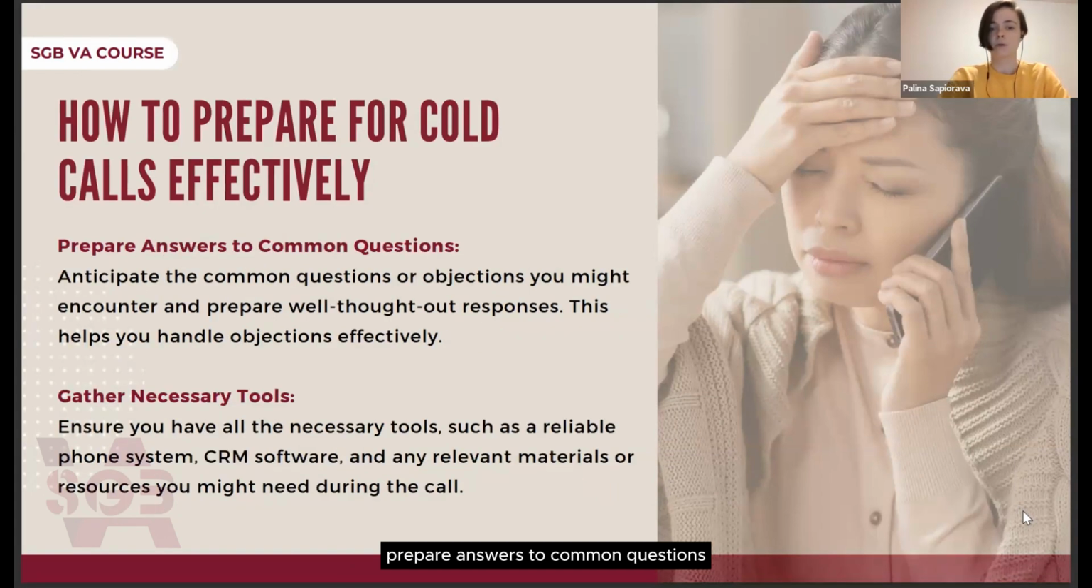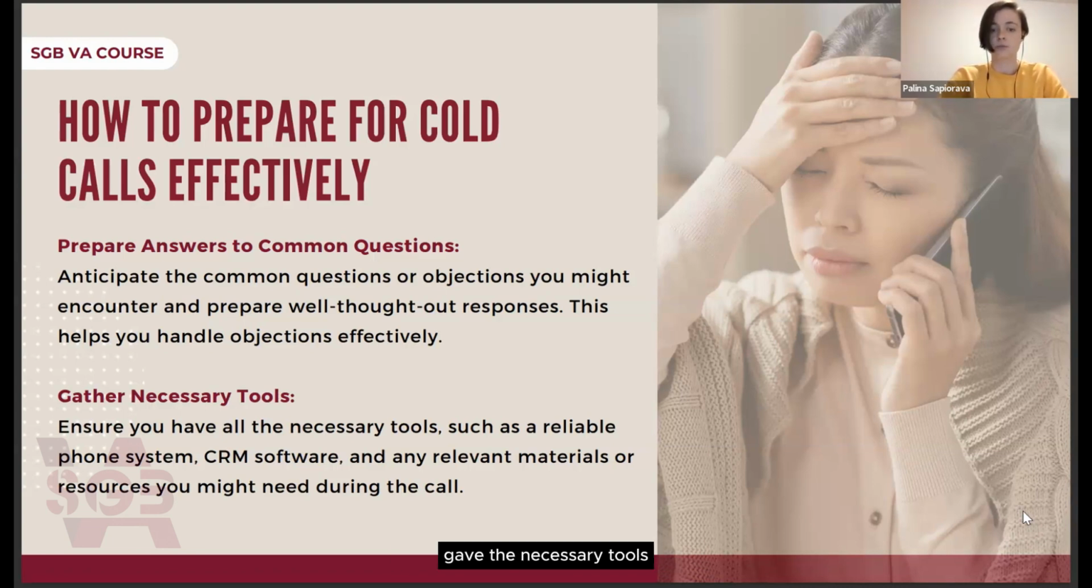Prepare answers to common questions. Most likely, it will come with some experience, but even before that, you can anticipate the common questions and objections you might encounter, and you can prepare for them. So again, try to include them in a separate script with possible questions or objections and your possible answers.